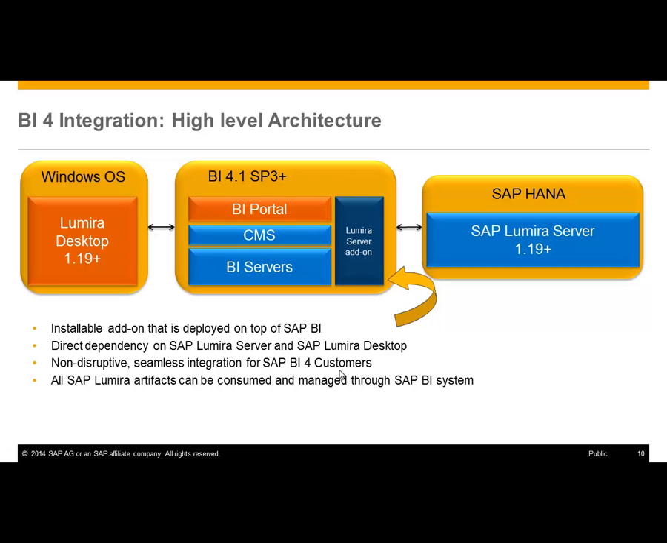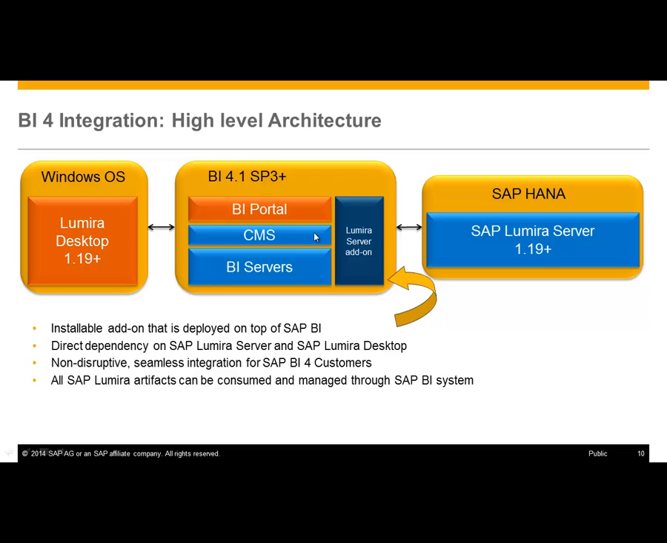And on a really high-level architecture, as I already mentioned, you really need a Lumira desktop running on the latest version. And of course, as you are publishing to the BI 4.1 system, you need to be on the latest service pack of the BI. This is the place where we normally have the BI portal, CMC, all the required BI servers. And here we actually need to install the Lumira server add-on.